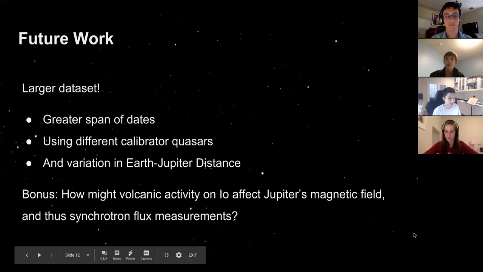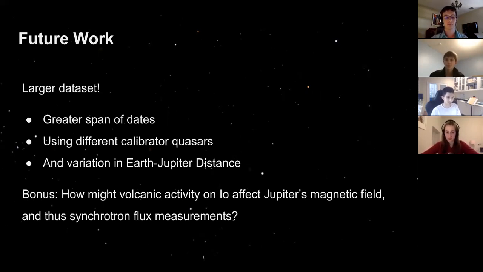For future research, a larger data set, greater span of dates, and using different calibrator quasars would all be useful in both improving the fit and finding out more about the unexplained variations in our data. And furthermore, volcanic activity on Io might interfere with Jupiter's magnetic field, which could account for other unexplained variations in fluxes at the same longitude between scan dates.